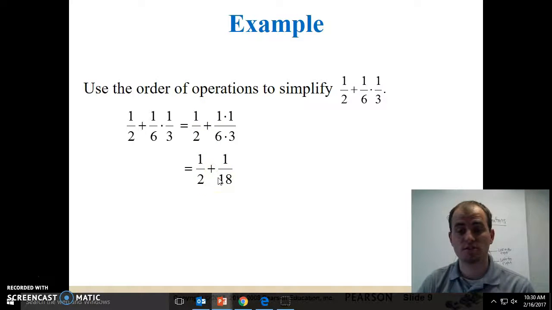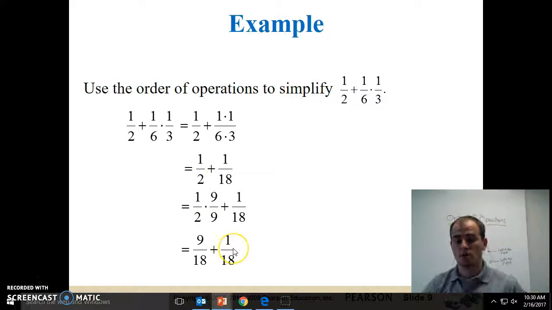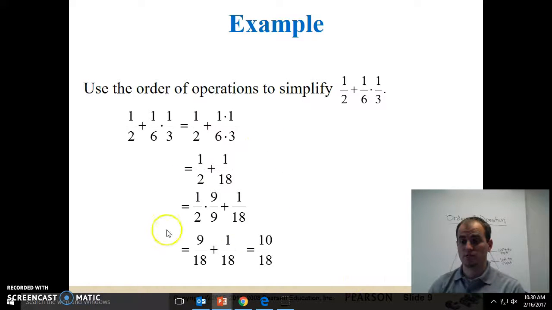Then to add fractions, remember, we have to have a common denominator when we add or subtract. That common denominator would be 18. So we need to multiply the first fraction by 9 to get 18. So that would give us 9/18 plus 1/18, which is 10/18. Make sure that's simplified. I believe 2 goes into both of those. So you get 5/9.